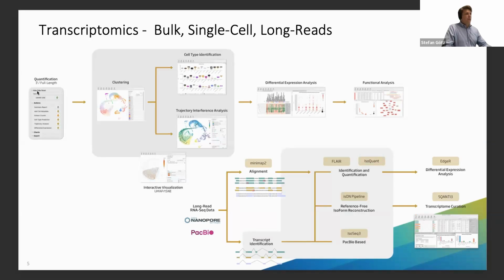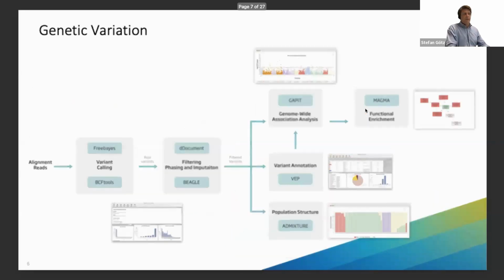Similar for bulk and single cell data, you have the quantification of UMI-based, 3' or full-length data, doing clustering, cell type identification, trajectory inference, and then the interactive visualization of these different types of projections of single cell data, and then again going into differential expression and the functional analysis, always trying to go end to end, from the raw data to the functional interpretation of those types of datasets.